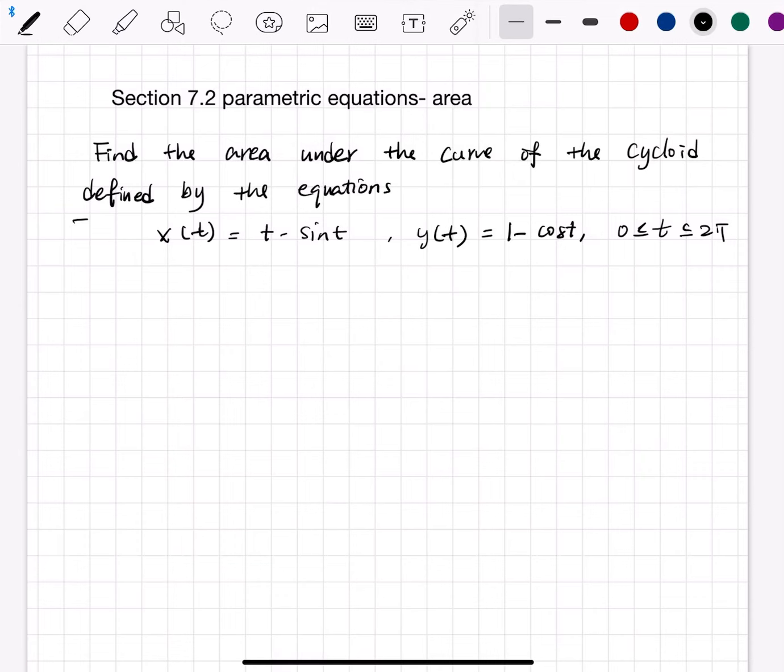In this video, we're going to continue with parametric equations. This time we're going to be talking about the area under a parametric curve. So the example we have is we want to find the area under the curve of the cycloid defined by the equations. The cycloid graph is a graph tracing the path of a ball rolling on the ground.